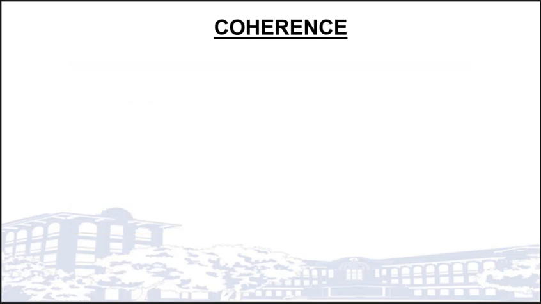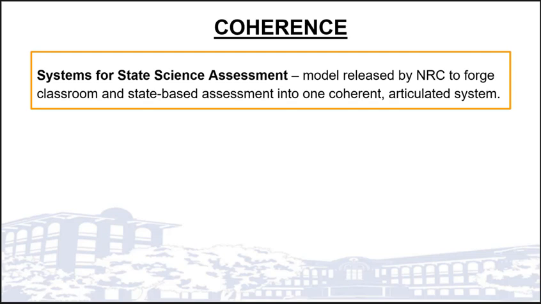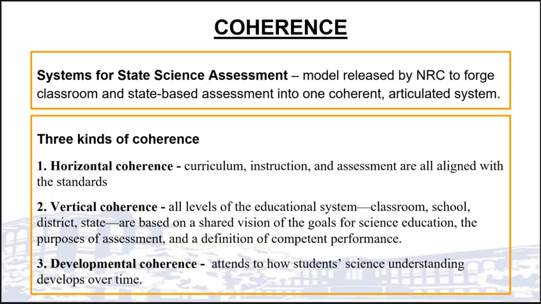There must also be coherence among different levels of assessments. Its coherence with instruction and curriculum is called horizontal coherence. Vertical coherence, on the other hand, requires that all education systems must have a shared vision for science education, the purpose of assessment, and the definition of competence. While a system is developmentally coherent when it attends to how students' science understanding develops over time. Due to this, the National Research Council developed a model for states to adhere to called Systems for State Science Assessment.